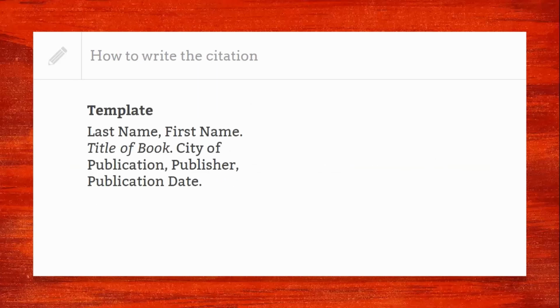Now let's put that information together to create a book citation. Here is our template for a basic book citation. First, you have last name, comma, first name, period. In italics, you will have the title of the book followed by a period. No longer in italics, you will have the city of publication if you need to have it, comma, the name of the publisher, comma, and then the publication date with a period at the end.